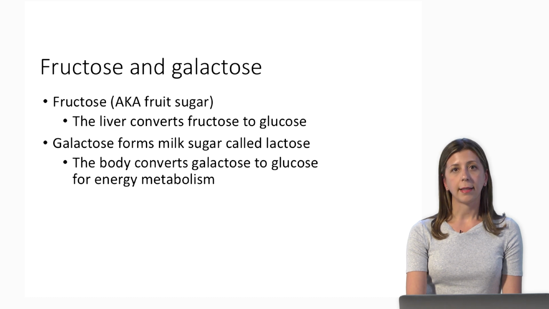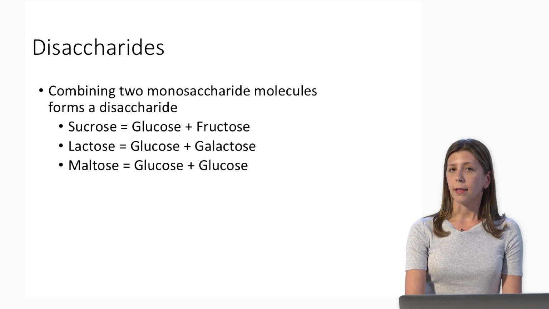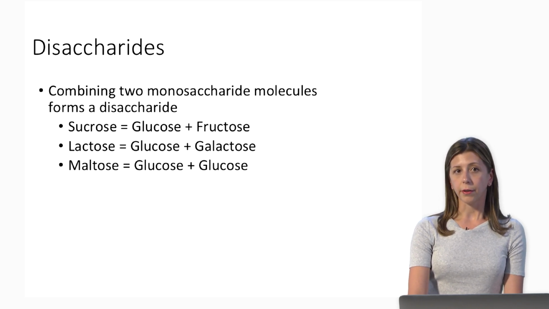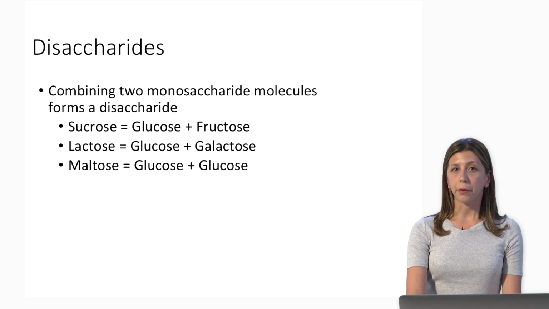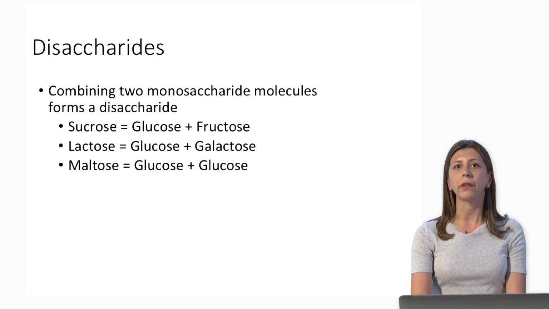Okay, so moving on to disaccharides. Remember, these are two sugar units linked together. How I've broken this out is listed the three main disaccharides, which include sucrose, lactose, and maltose, and how they're linked together. Sucrose, for example, is formed from the monosaccharide glucose plus fructose. Lactose is formed from glucose and galactose. Maltose is formed from glucose plus glucose. So monosaccharides help to form disaccharides is the main point of this slide.